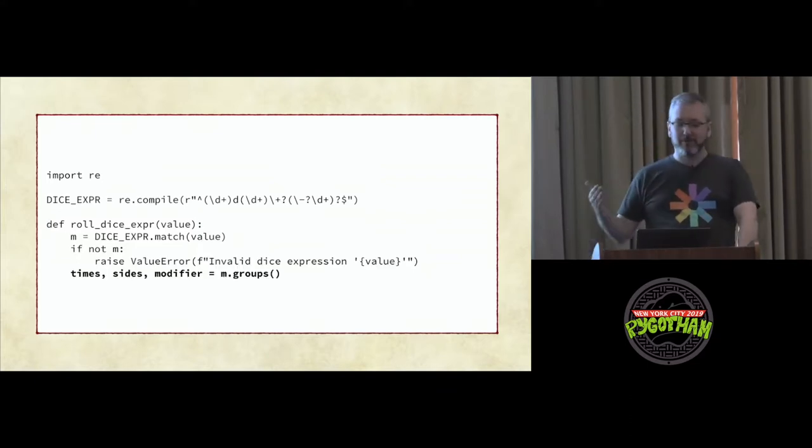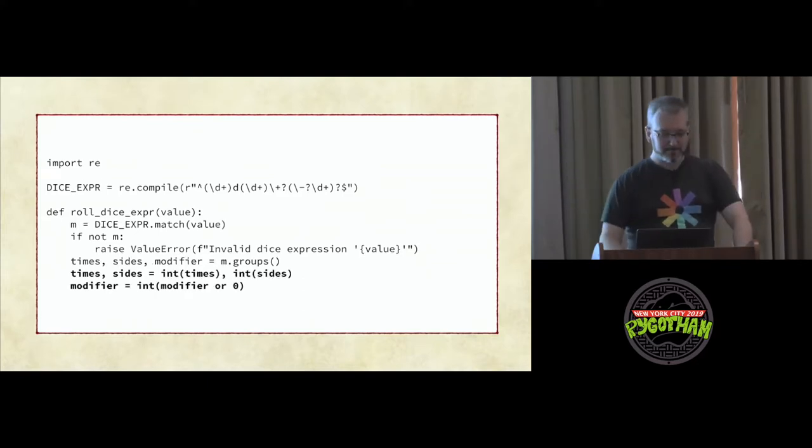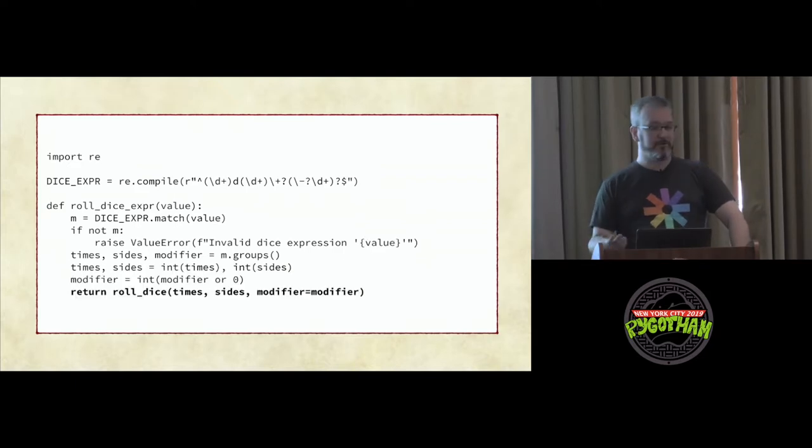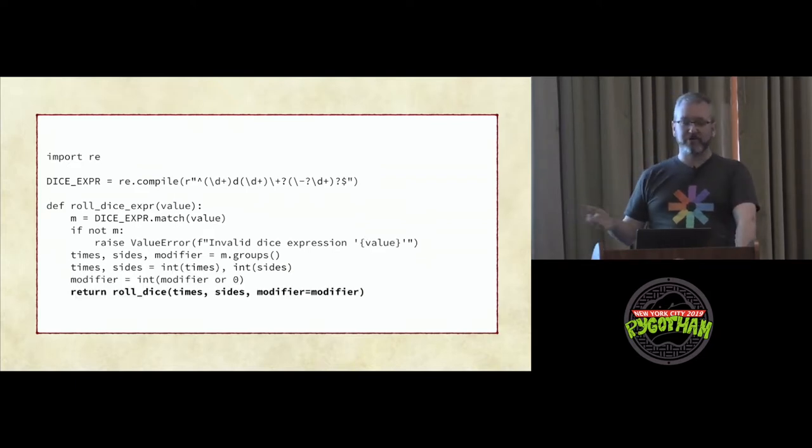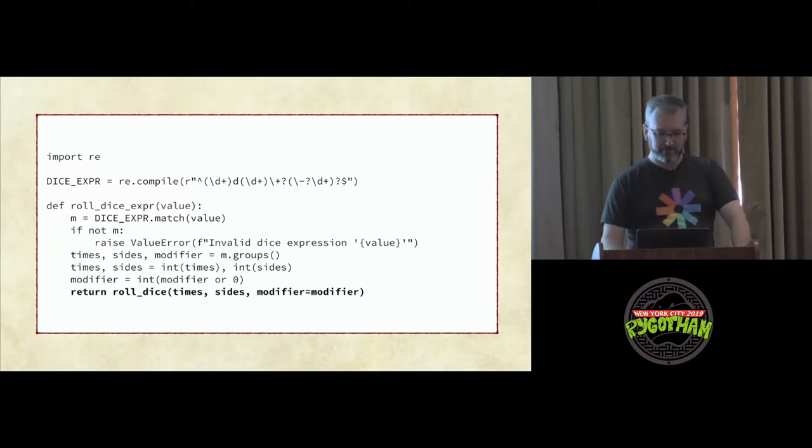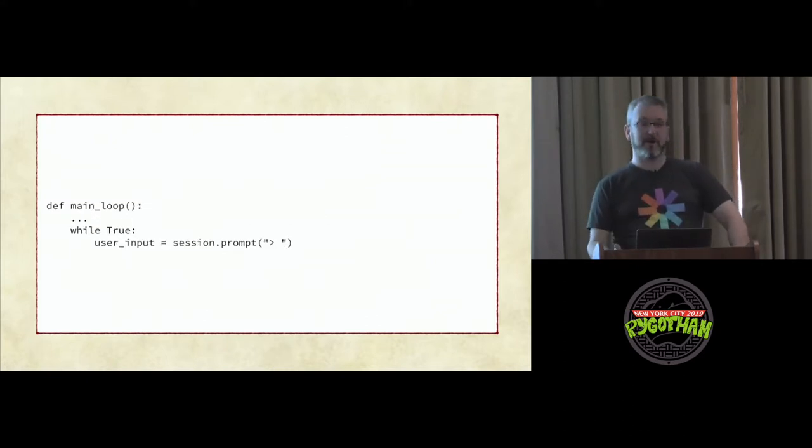And if we match, then we can get those key parameters out of the groups that we captured. And we'll turn them into ints so that we can do math with them. And then all we need to do is call our other roll dice function to do the work and return the result. So now we need to update our prompt loop to do that dice rolling.